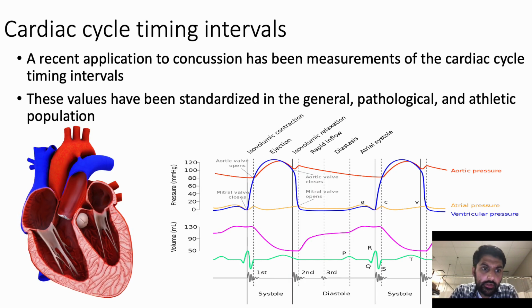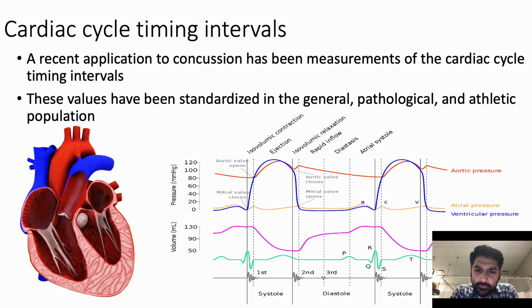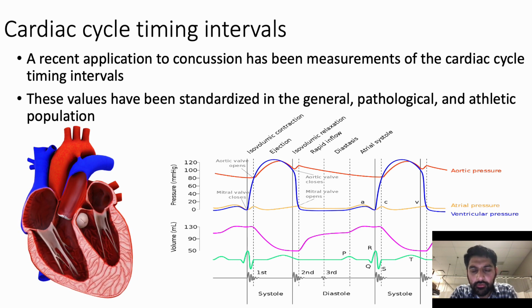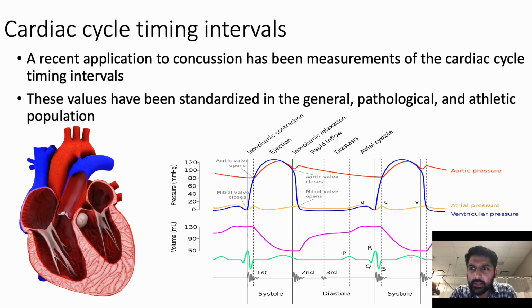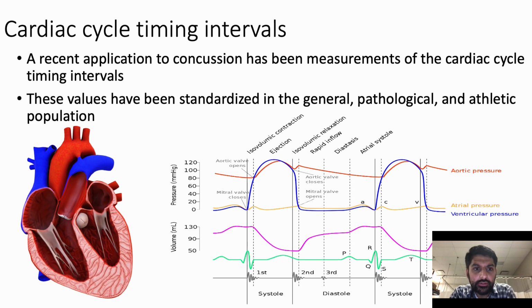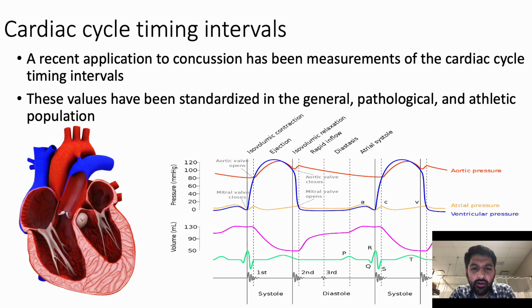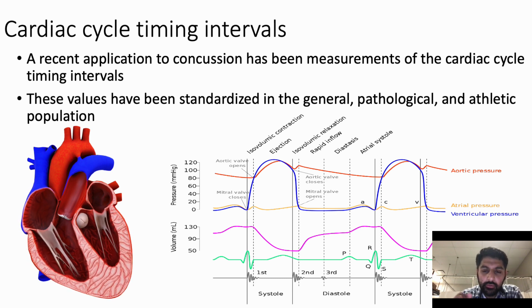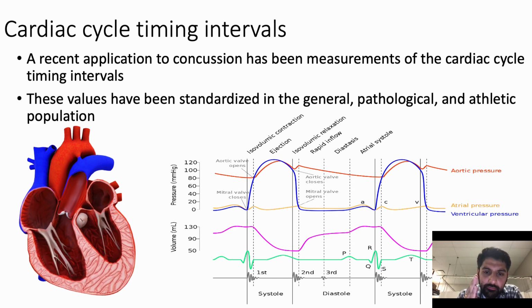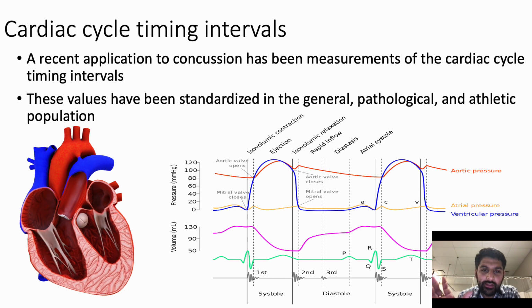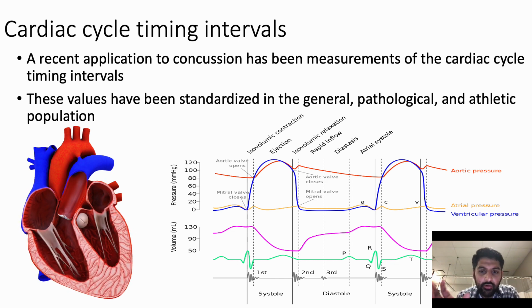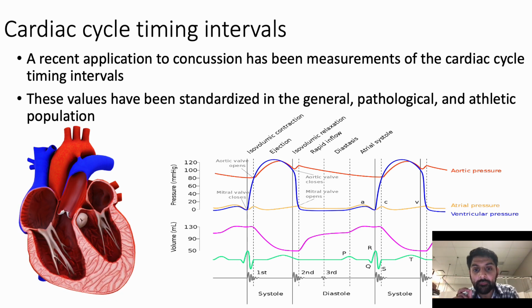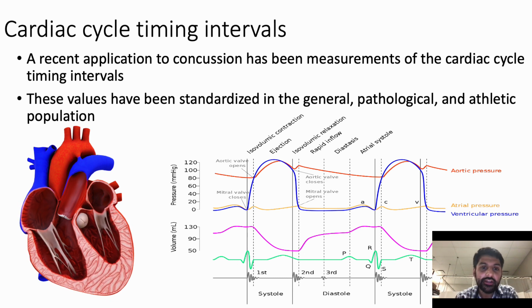Okay, so we've spoken about the general assessments of heart rate variability and blood pressure variability, basic measures of autonomic nervous system. But one really intriguing assessment we're starting to introduce takes a look at cardiac cycle timing intervals. Every time your heart beats, from that beat to the next, there are so many little activities that occur in your heart in order to allow that heartbeat to actually get produced.